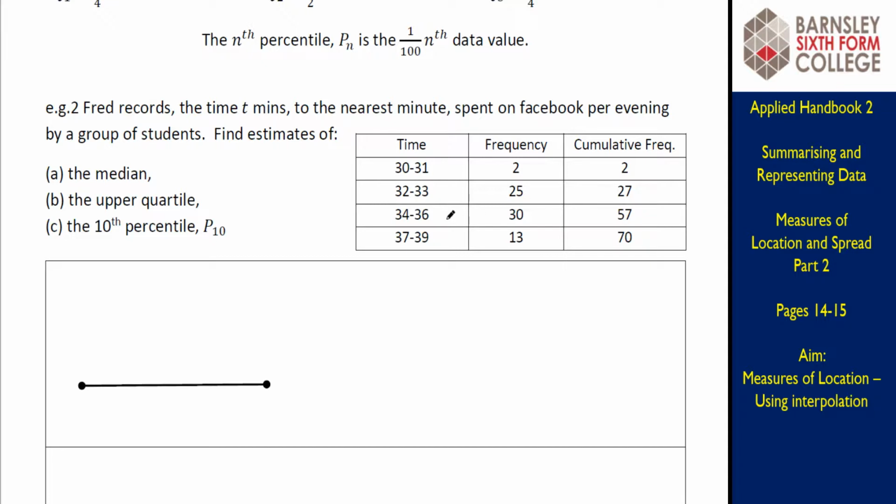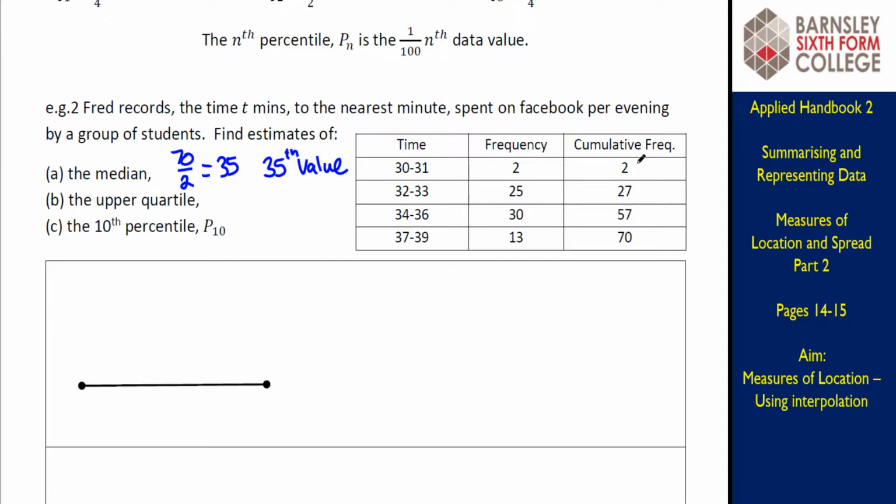And then 57 spent 36.5 or less. That includes all your previous values as well, so just remember that definition of cumulative frequency. We're going to start off by finding the median. Firstly, we need to find out what value that's going to be. We've got 70 values, so I divide that by 2 for 35. So the median is the 35th value that I'm trying to find. Yet again, that does contradict previous definitions, but this is what we're going to use when we've got continuous grouped data.